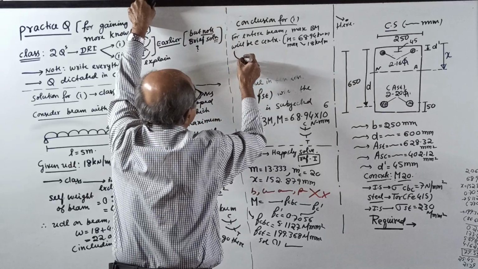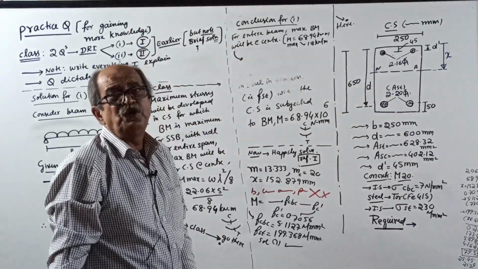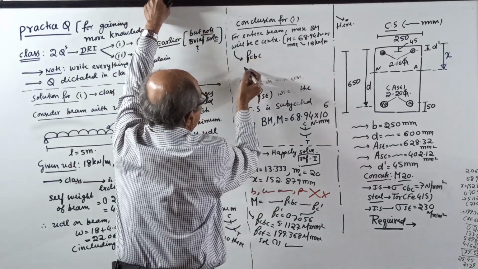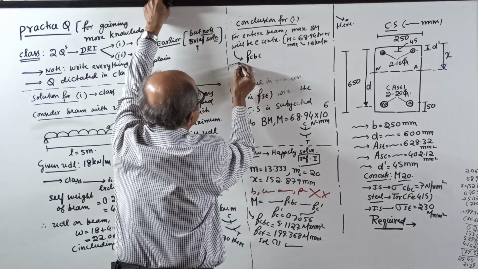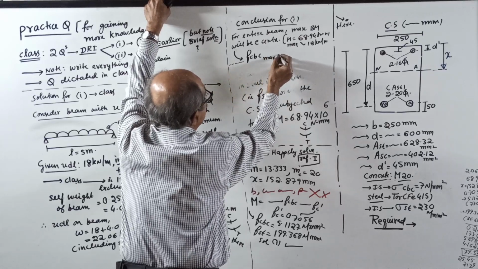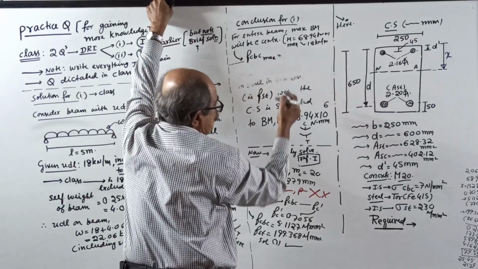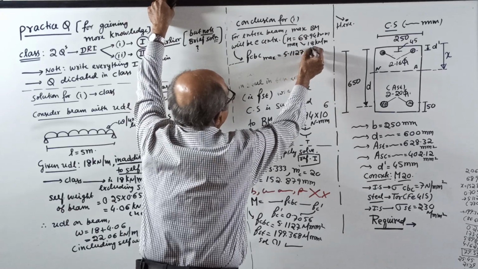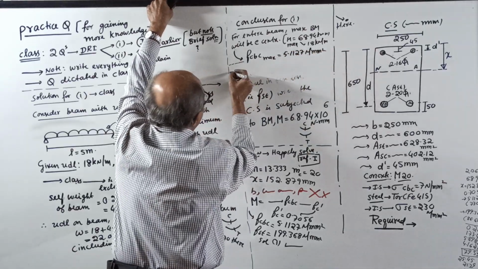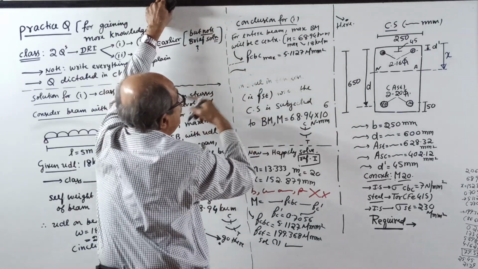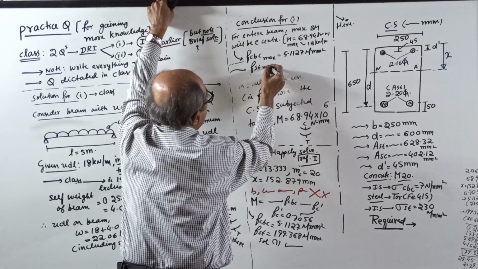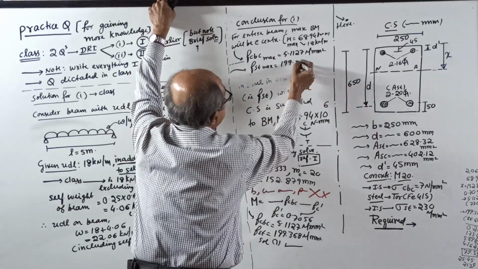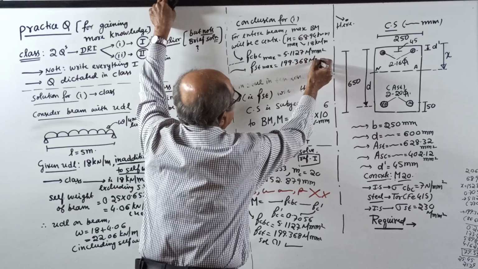And for this cross section, whatever stresses you are going to get is the maximum stresses. So for this you got FCBC, you write here, maximum compressive stress in concrete, FCBC max, not max permissible, equal to 5.1127 Newton per mm square. And the maximum stress in tension steel for entire beam, we got FST maximum for entire beam 199.368 Newton per mm square.